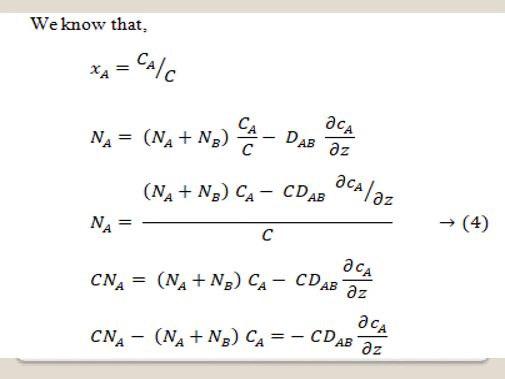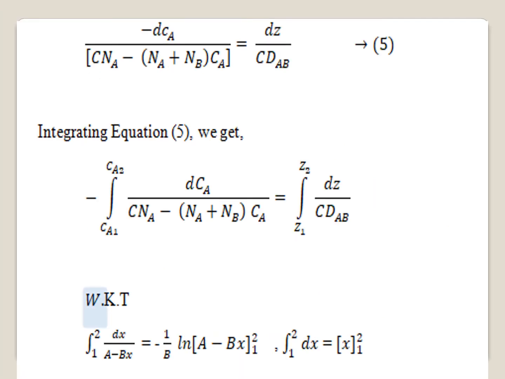So cross multiply here: C into Na is equal to Na plus Nb into Ca minus C into Dab dou Ca by dou Z. So Na plus Nb into Ca, from the RHS side comes to the LHS side with a negative sign: C into Na minus Na plus Nb into Ca is equal to minus C into Dab into dou Ca by dou Z.